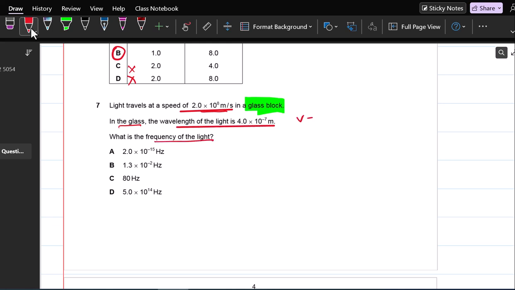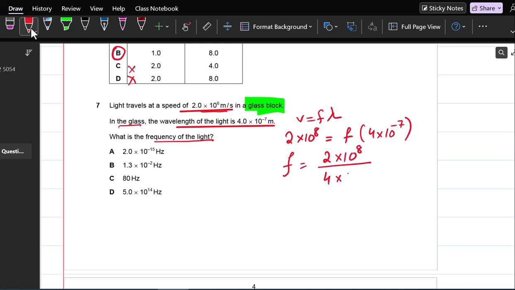It is a simple question, you have to apply the wave equation. V is equal to f lambda. 2 multiplied by 10 power 8 is equal to frequency, which we have to find, times the wavelength, which is given as 4 times 10 power minus 7. So frequency is equal to 2 times 10 raised to power 8 divided by 4 times 10 to the power minus 7. If you solve this, it becomes 10 power 15, because this adds to the power of 10 power 8, so it will be 0.5. It comes out to 5 times 10 power 14. So this is option D.